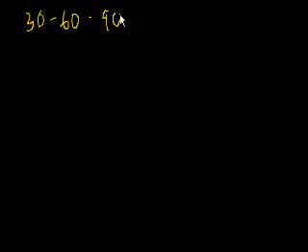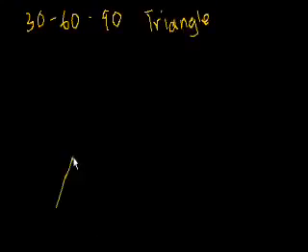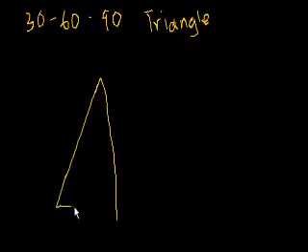This is another type of triangle called a 30, 60, 90 triangle. And if I don't have time for this, I will do another presentation. Let's say I have a right triangle. That's not a pretty one, but we'll use what we have. That's a right angle.